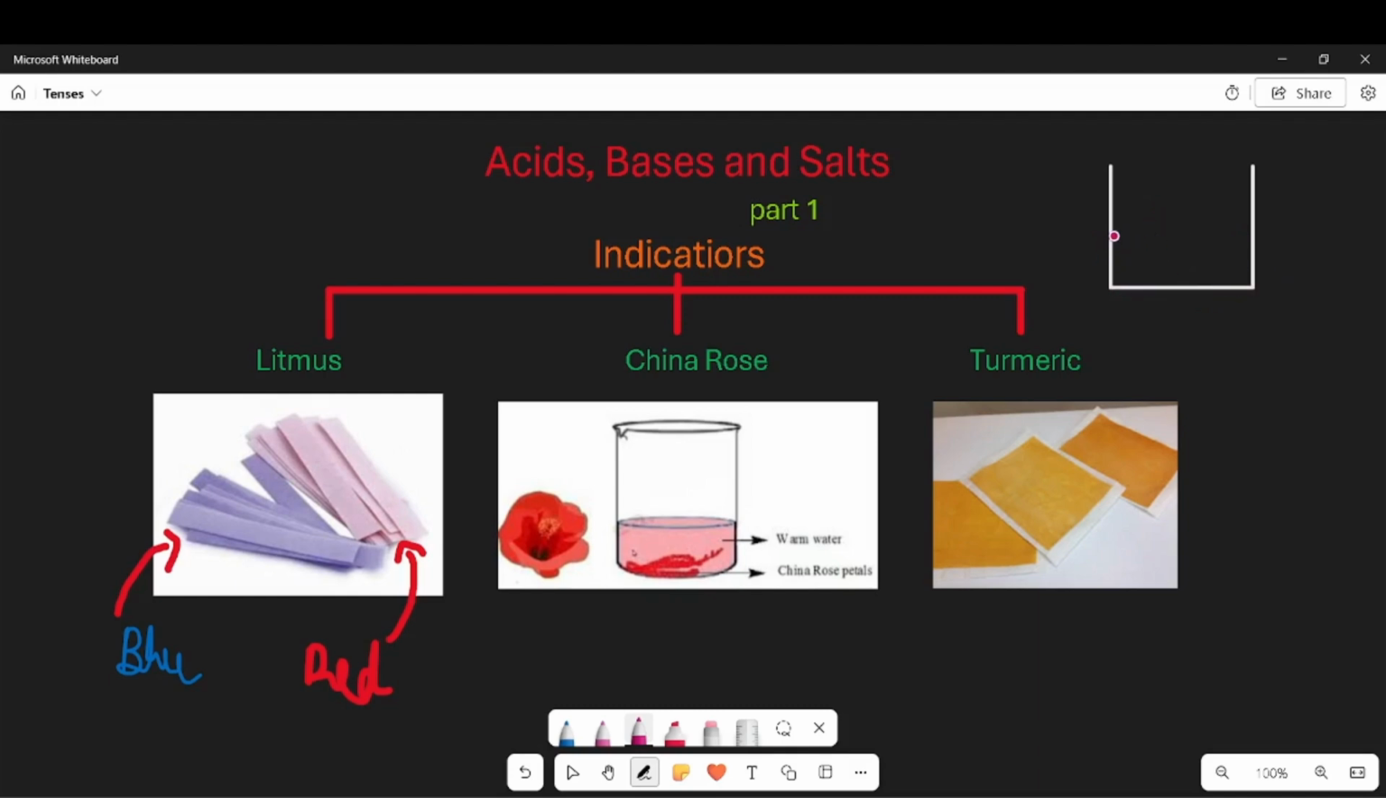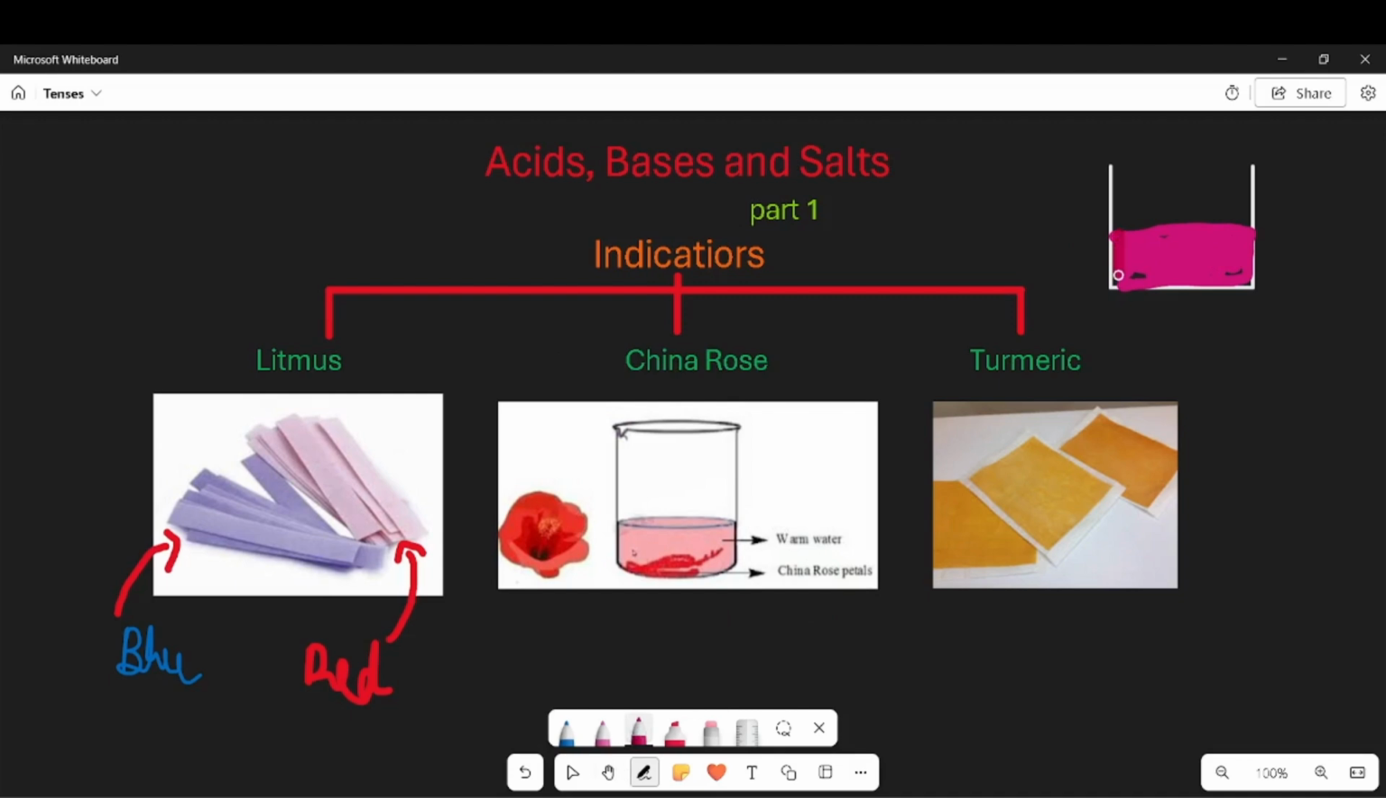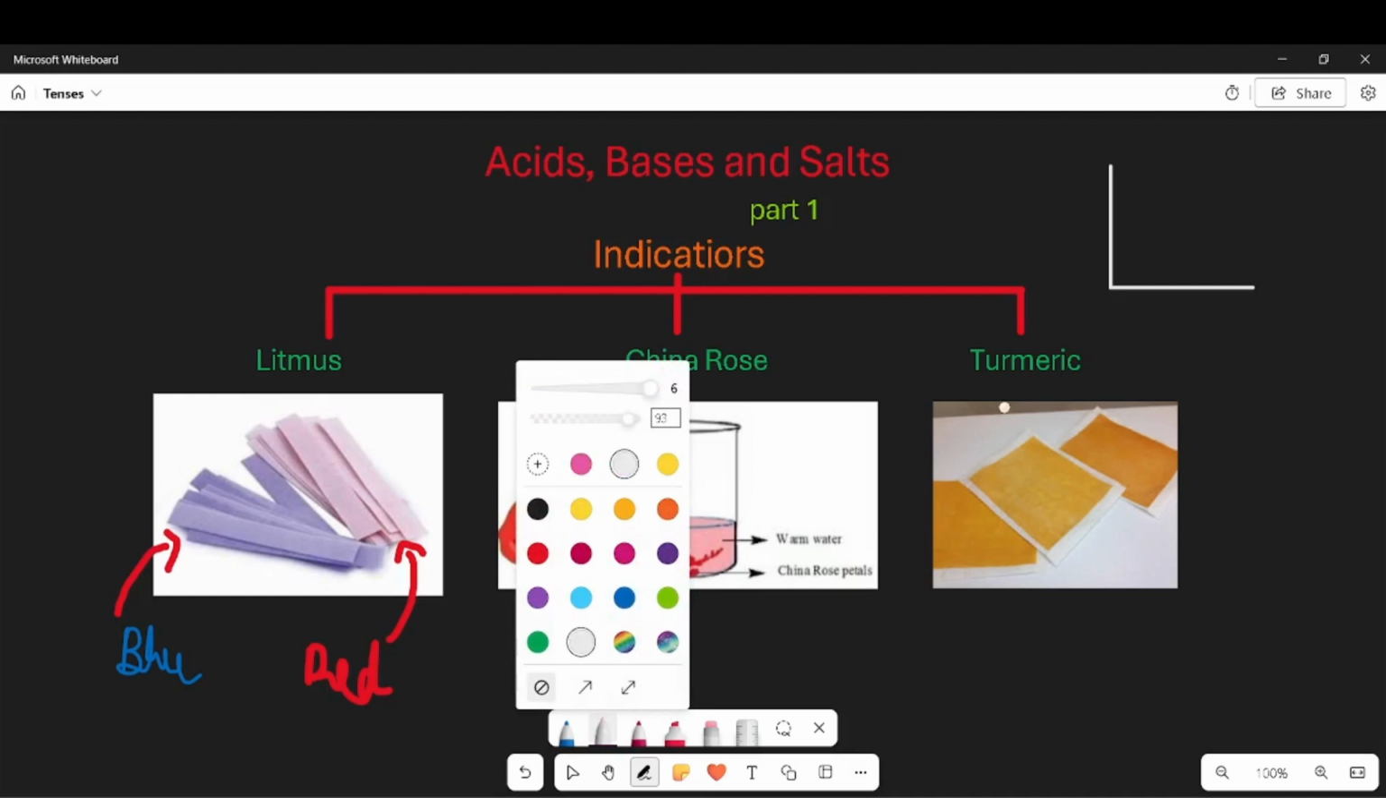So bad at coloring inside the computer. Yeah, it'll turn into something a little darker than this. I think this would be good. Yes, this is the color. It would turn into something like this. So this would be the color if you put an acid into a China rose indicator. Now what if you put a base into a China rose indicator? There should be something happening, right? We'll discuss that now.